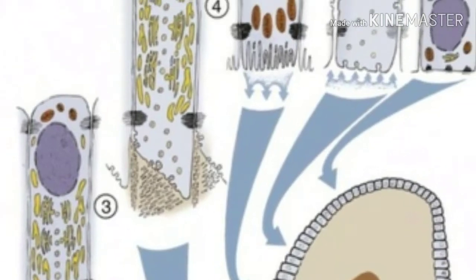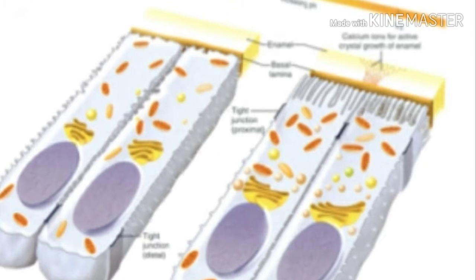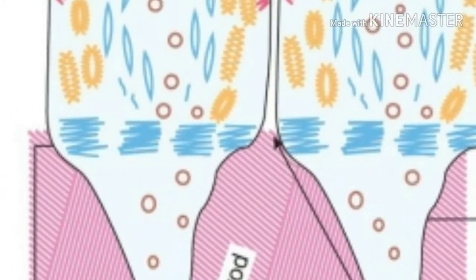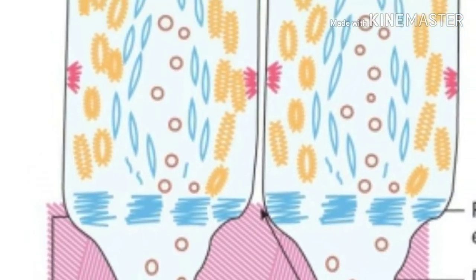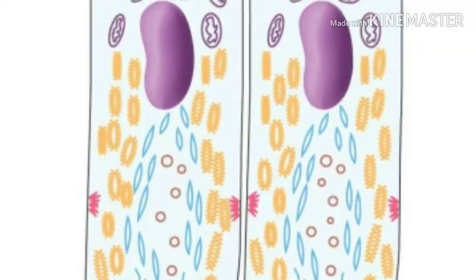Since the differentiation of the ameloblast is most advanced in the region of the incisal edge or tips of the cusp and least advanced in the region of the cervical loop, all or some stages of the developing ameloblast can be observed in the one-tooth germ.